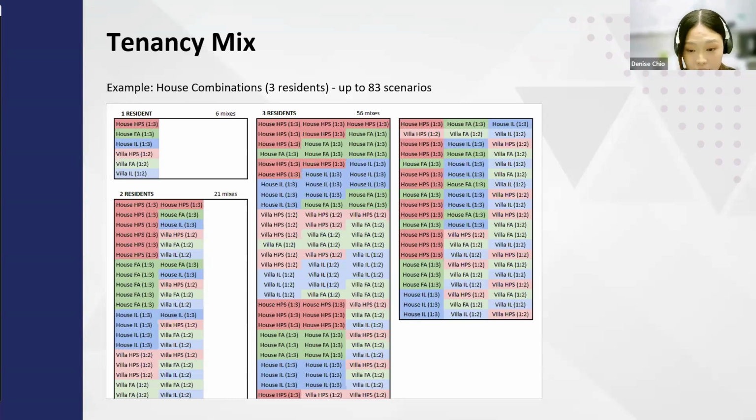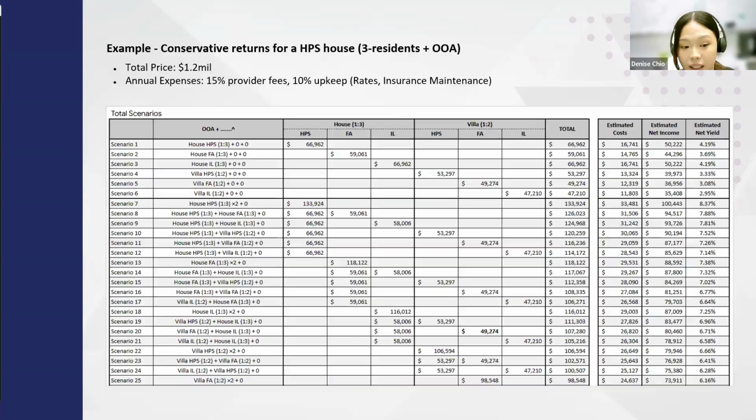So using that example, if you look at the next slide, our calculations can actually estimate all the potential income and yield from all these different tenancy mixes. We're not able to fit all the 83 scenarios in here, but the first 6 scenarios are only with 1 tenant, then 21 scenarios with 2 residents, and 56 with 3. Here we only show scenarios up to 25 at the most.